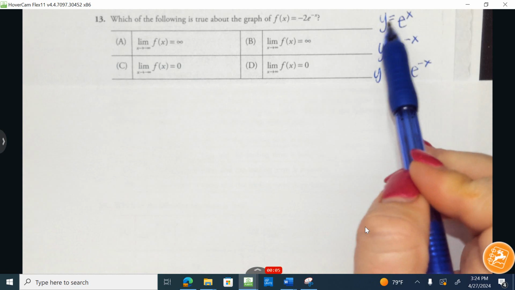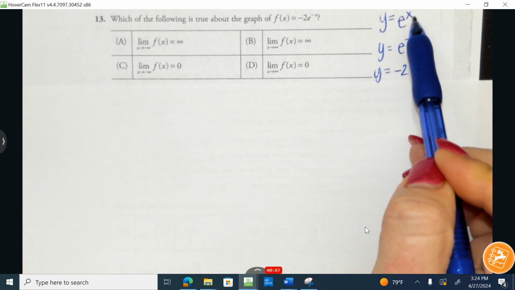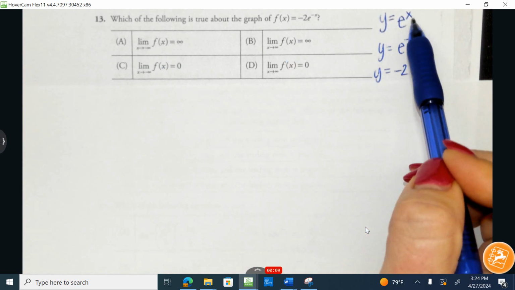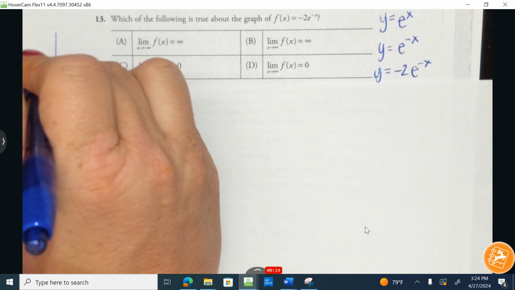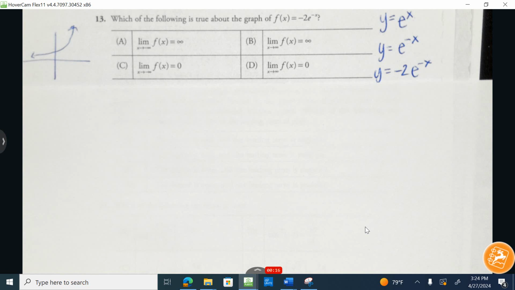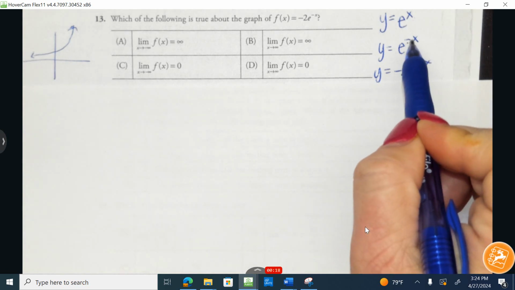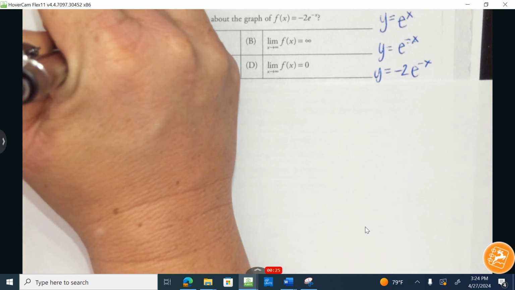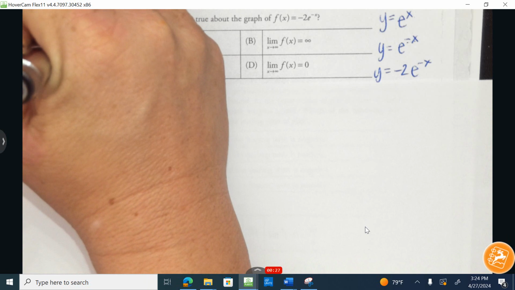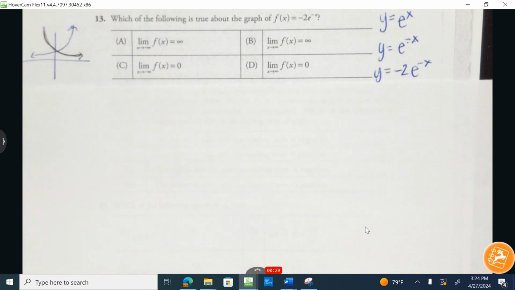translations here. This is the parent function, y equals e to the x, or f of x equals e to the x. And that's a basic function that's looking like this. Now when you put a negative sign in front of the x, it's going to be a reflection across the y-axis. So now it's going to reflect across the y-axis and it looks like this.